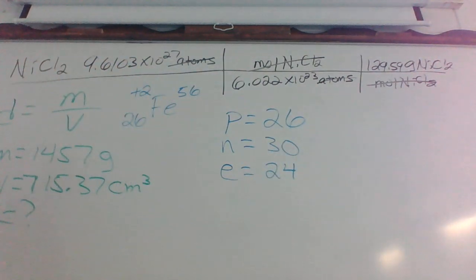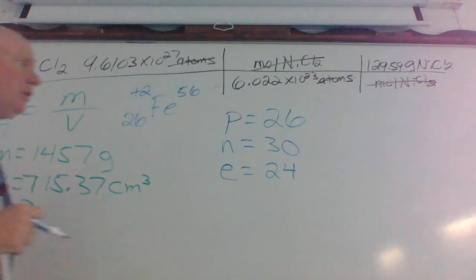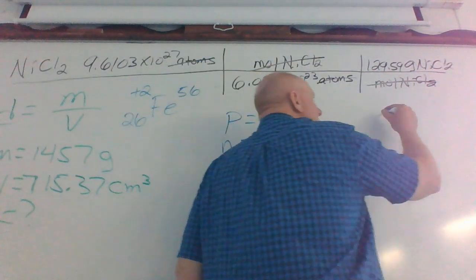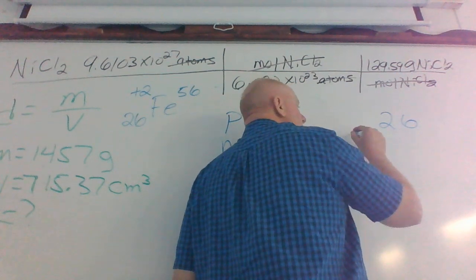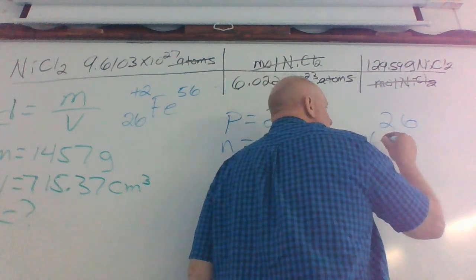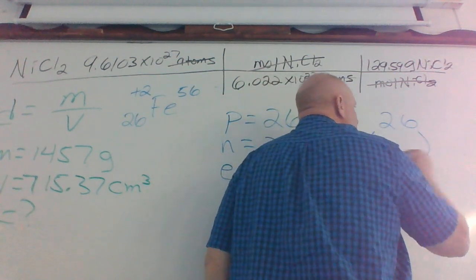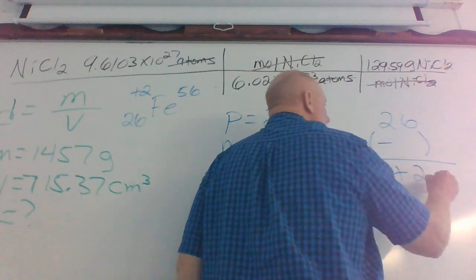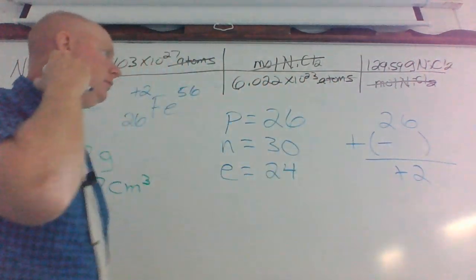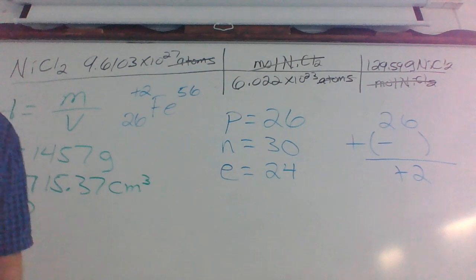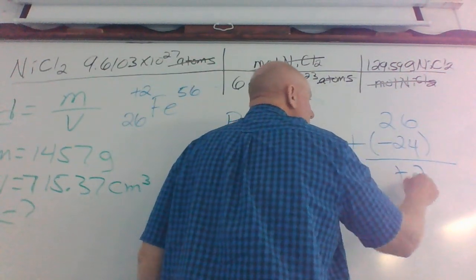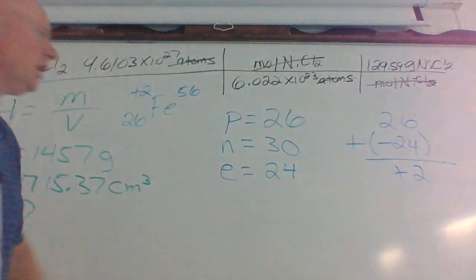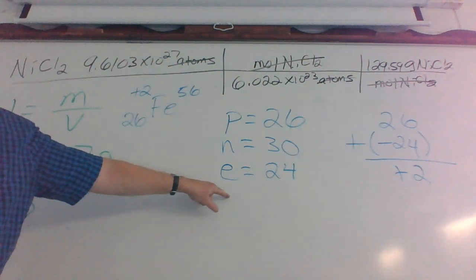Is anyone confused over that? Okay, in other words, we know that there's 26 positive charges. So what are we going to add that has a negative value to get +2? That would be 24. So if you put 24 in here, this gives you a value of +2. That's where that number comes from.